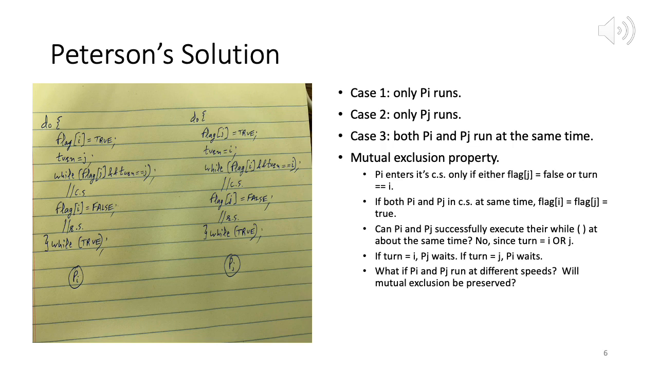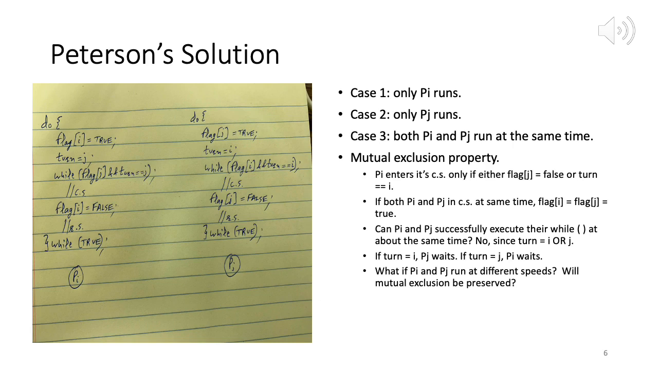So now what happens if Pi and Pj both run at the same time? Okay, both Pi and Pj were running at the same time. So, mutual exclusion property: now we have to show that at any point of time only one can be in its critical section. So both are running, right? Roughly the same time, roughly the same speed. Both will set flag i and flag j as true. Now both try to execute turn.